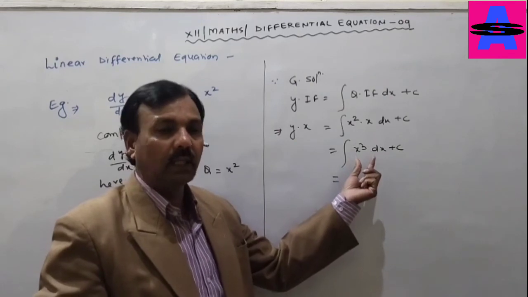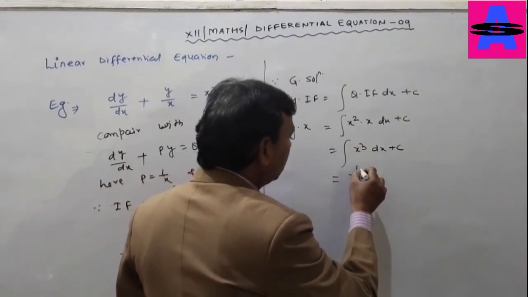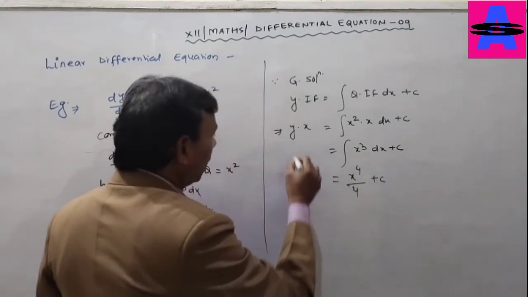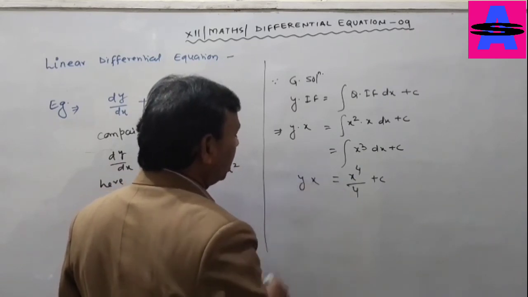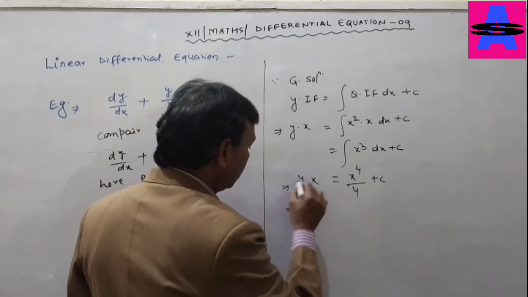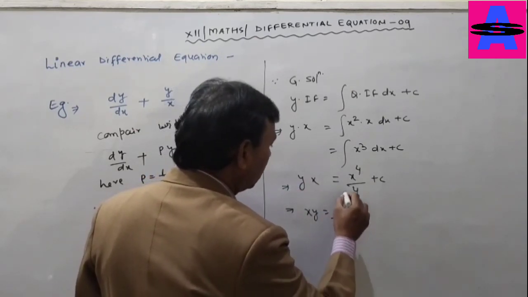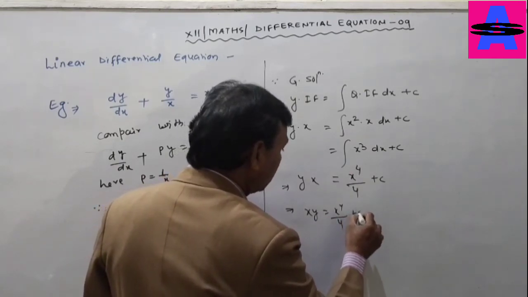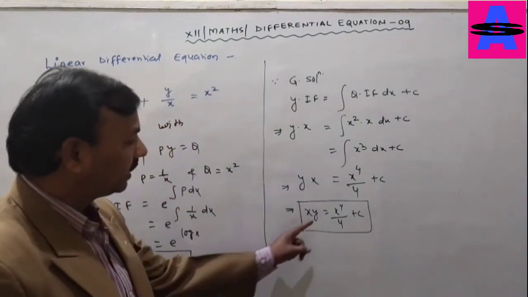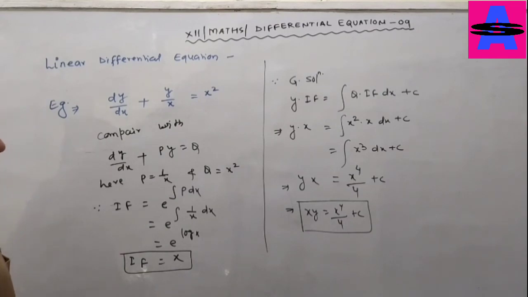Everyone knows the integration of x cube. Integration of x cube is x raised to the power 4 upon 4 plus c. And on the left side this will be equal to xy, or yx. You can write xy equal to x raised to the power 4 upon 4 plus c. This is the answer, and this is the general solution of this differential equation. Okay students.